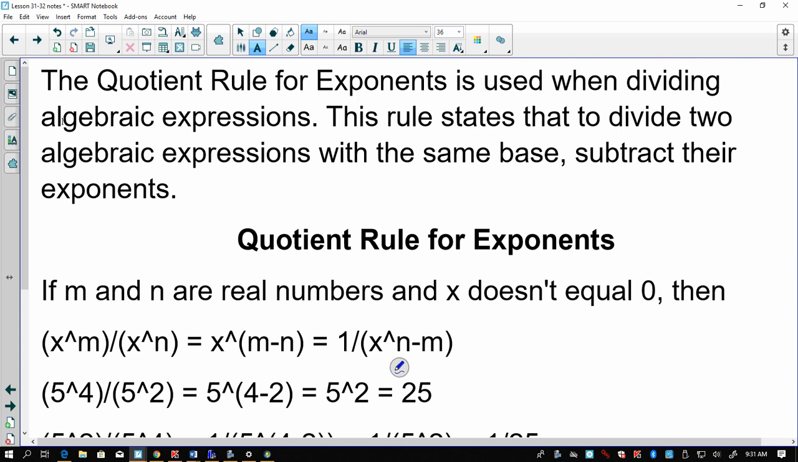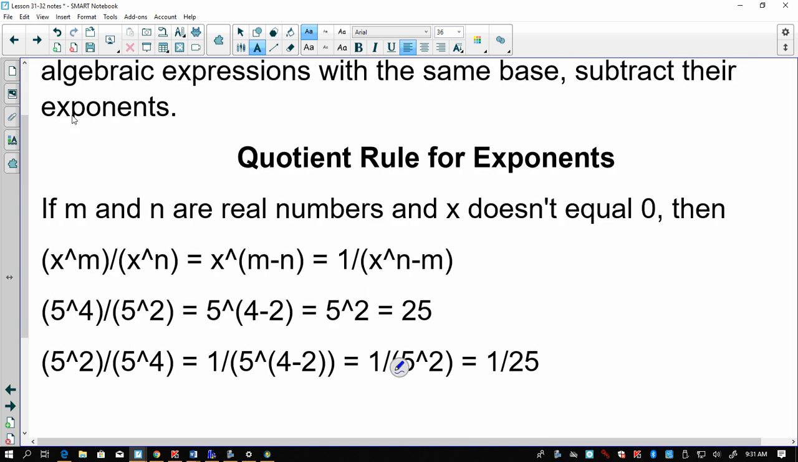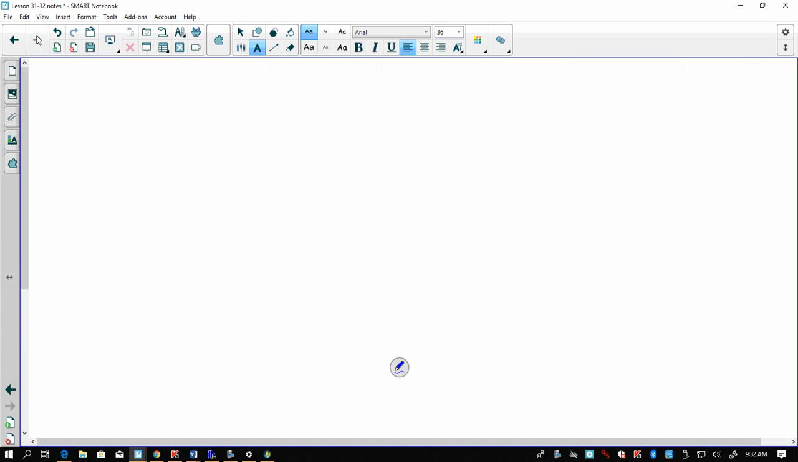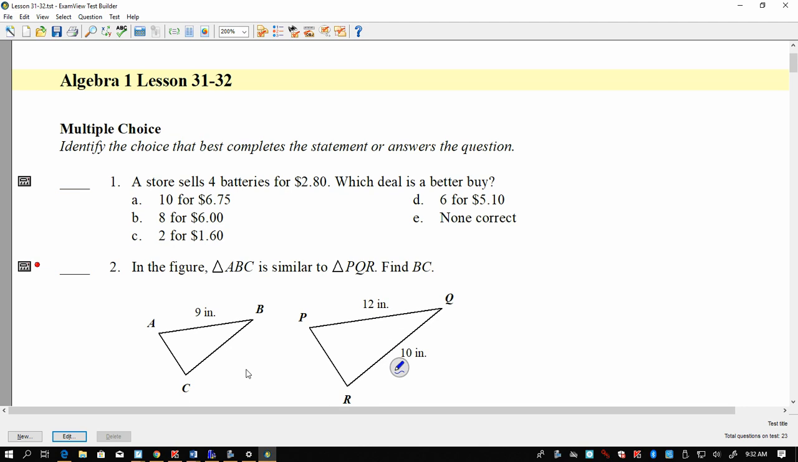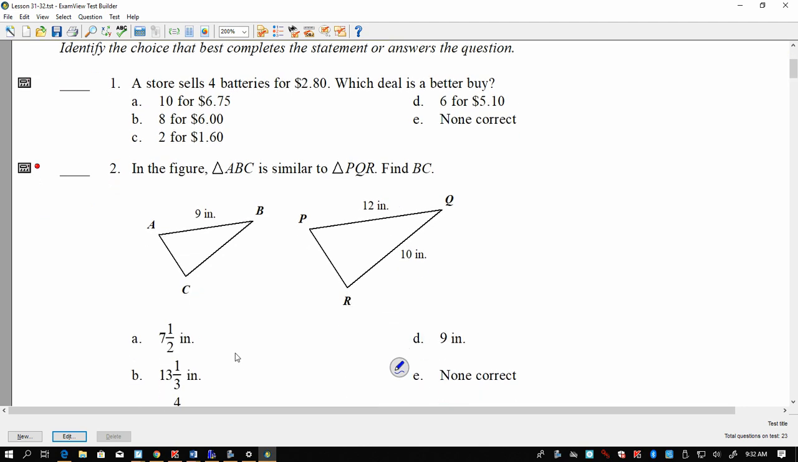If I had 5 to the 4th over 5 squared, that'd be 5 to the 4th minus 2, or 5 squared, which is 25. Or if we had it in reverse, where we had 5 squared on top and 5 to the 4th on the bottom, I want to bring that 5 squared down. That's going to give me 1 over 5 to the 4 minus 2, which is 1 over 5 squared, which is 1/25. I know I've gone through this quickly, but hopefully it makes sense. Okay, cool. I think we can see most of what's up here.